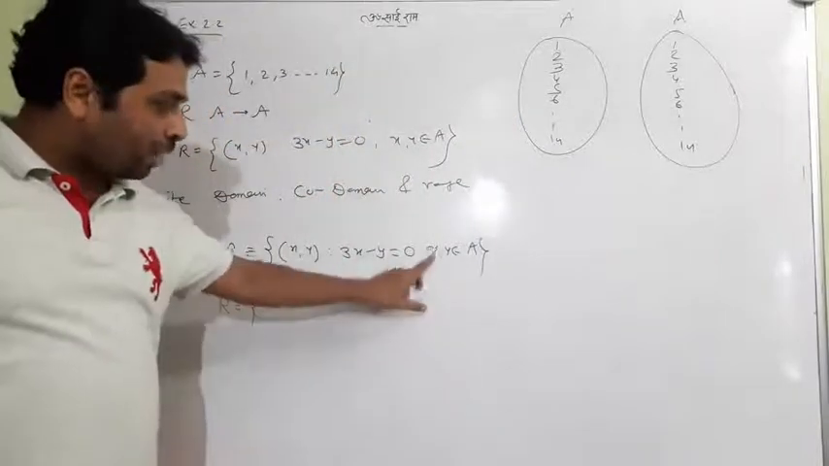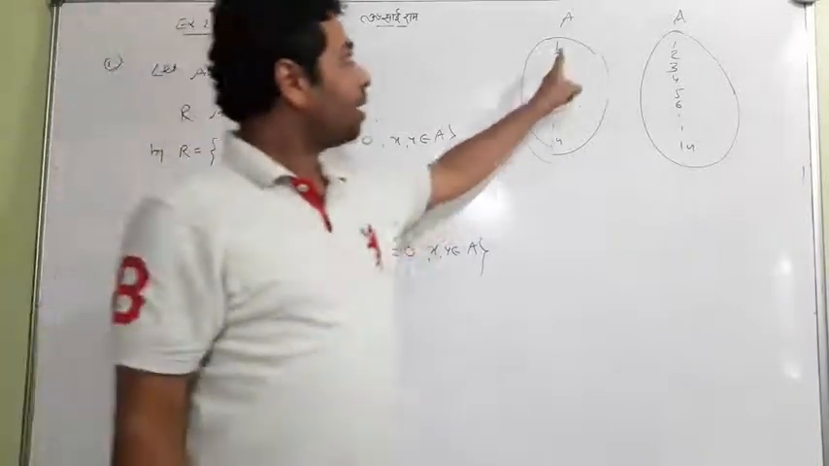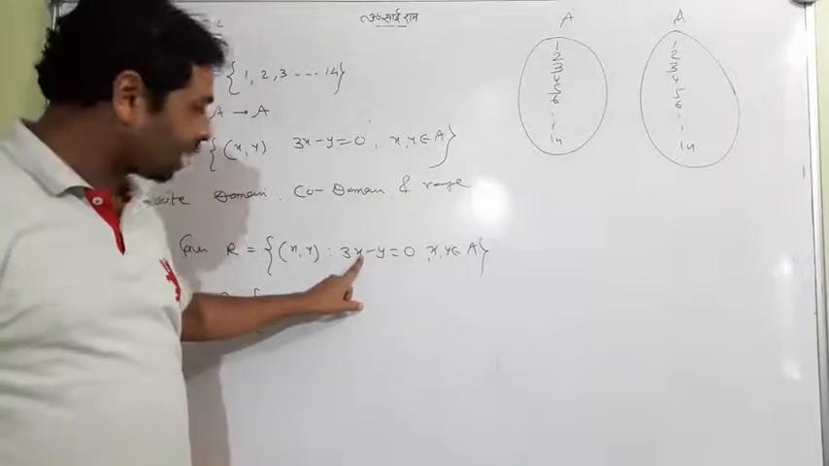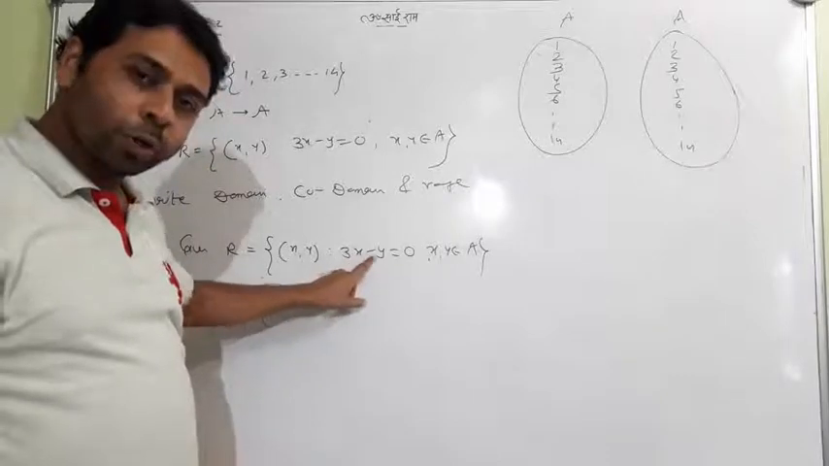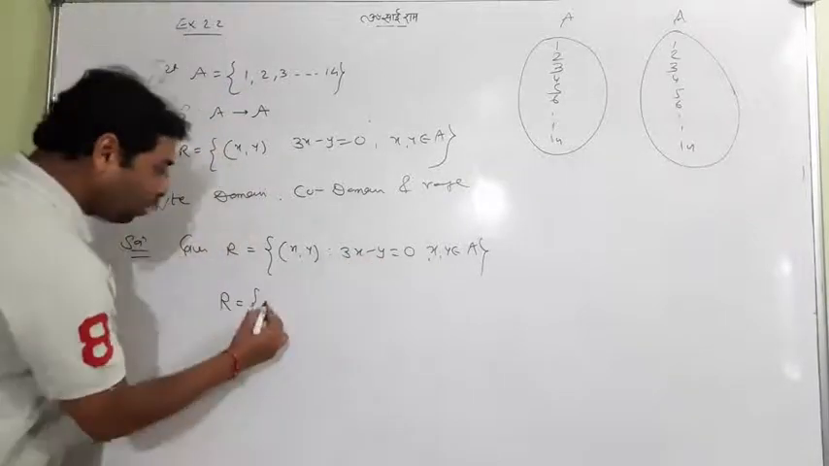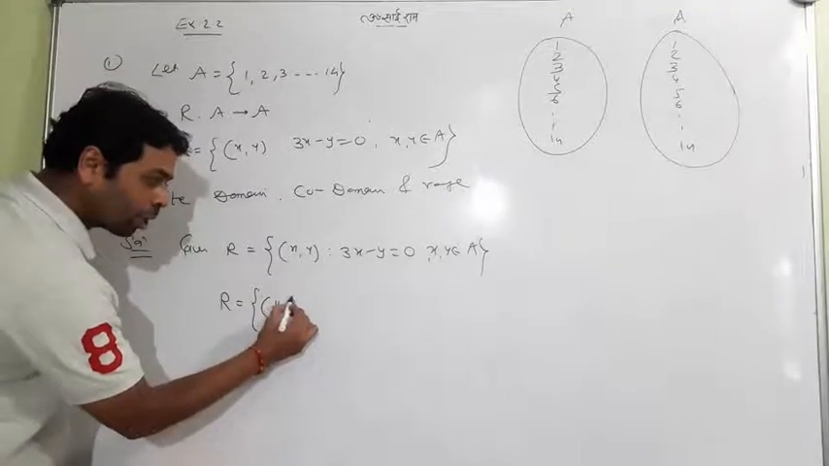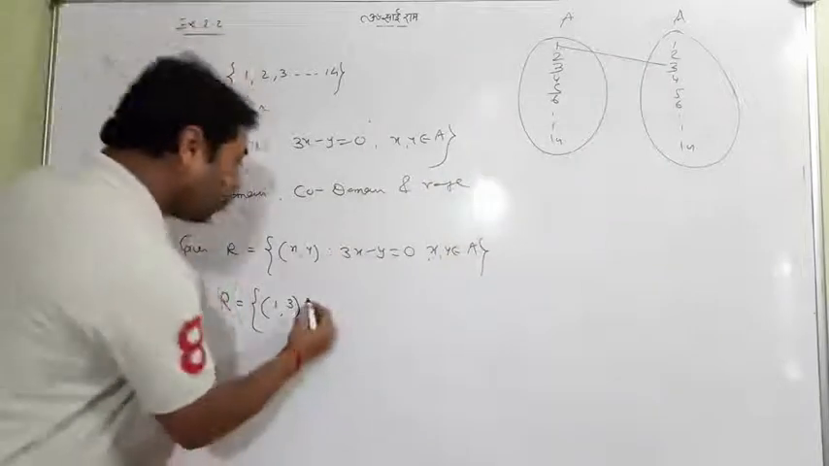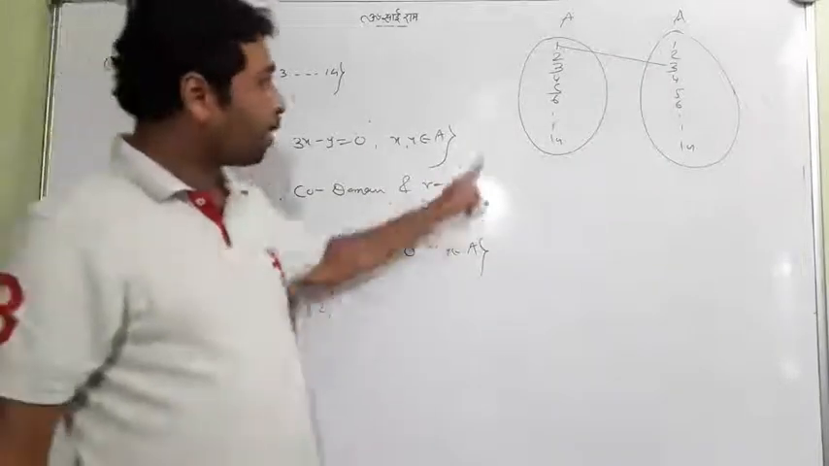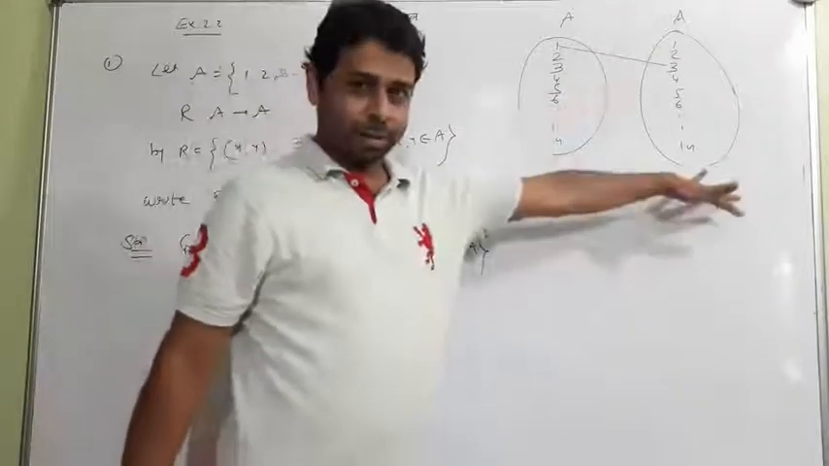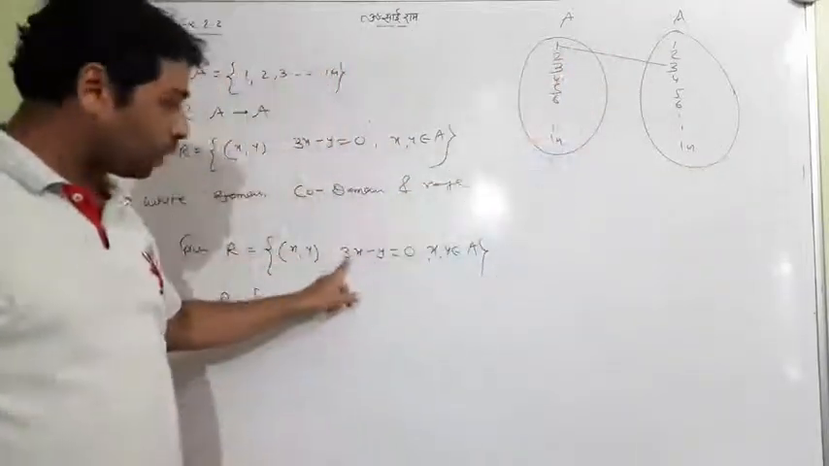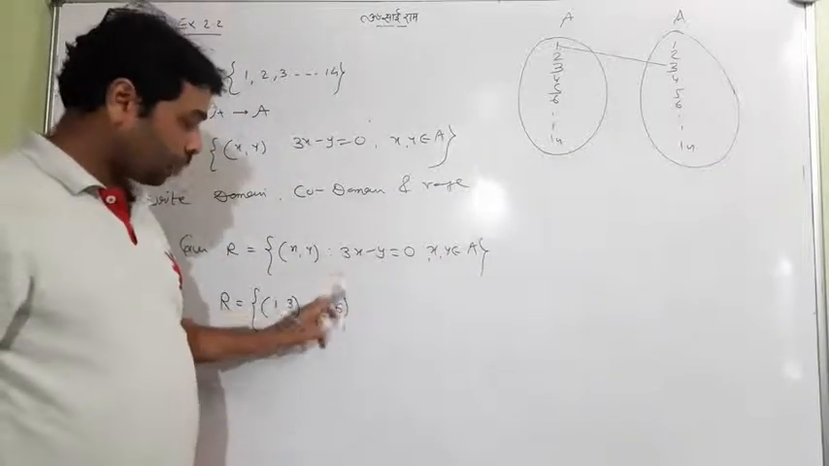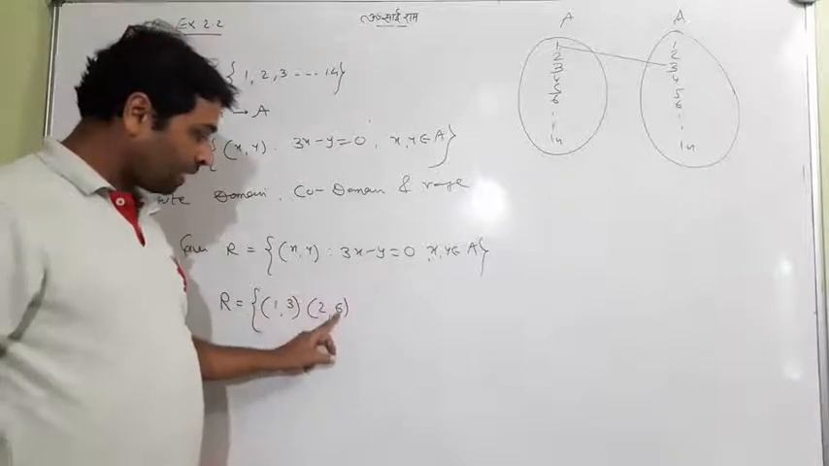What is X? So put X equal to 1. Then 3 into 1 equals Y, so Y will be 3. When you put X equal to 1, you have the image 3, so the image of 1 is 3. If you put X equal to 2, because X is the first element and Y is the second element, 3 twos are 6, so the image of 2 will be 6. So Y will be 6.